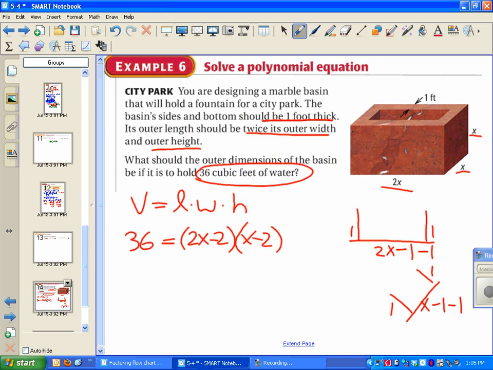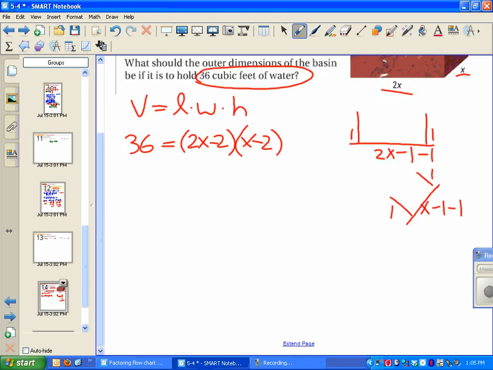And then our height. Since the bottom, all right, let's see. So here's our height of x, and the bottom is also going to be 1 foot thick. So for the inside, our dimensions are going to be x, take away that 1 foot for the bottom thickness. So that would be x minus 1. All right, so now we got a fun problem to solve.